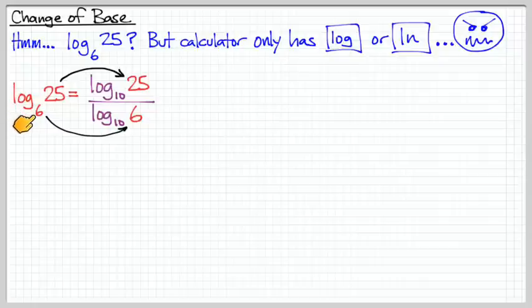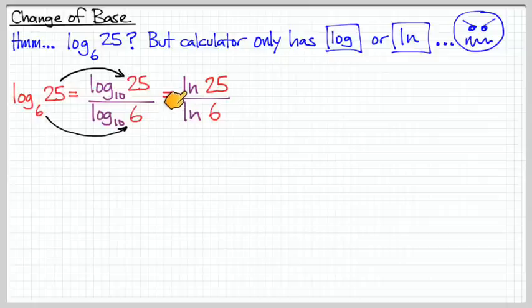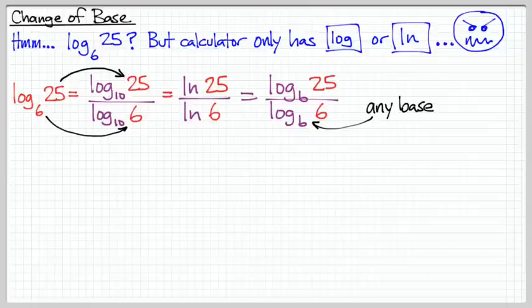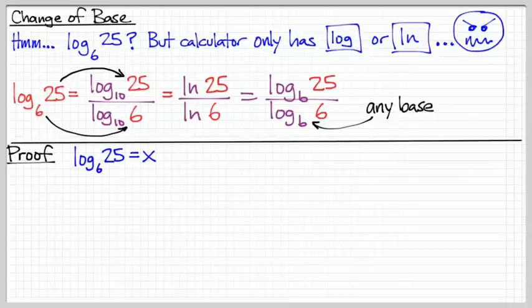We can calculate log base 6 of 25 by calculating log base 10 of 25 divided by log base 10 of 6. Or we can use the natural log. We can say natural log of 25 divided by natural log of 6. And actually any base. We don't have any base on a calculator, but basically any base. Log to the base b of 25 divided by log to the base b of 6 is going to be the same as log base 6 of 25. Here's a little proof of that.